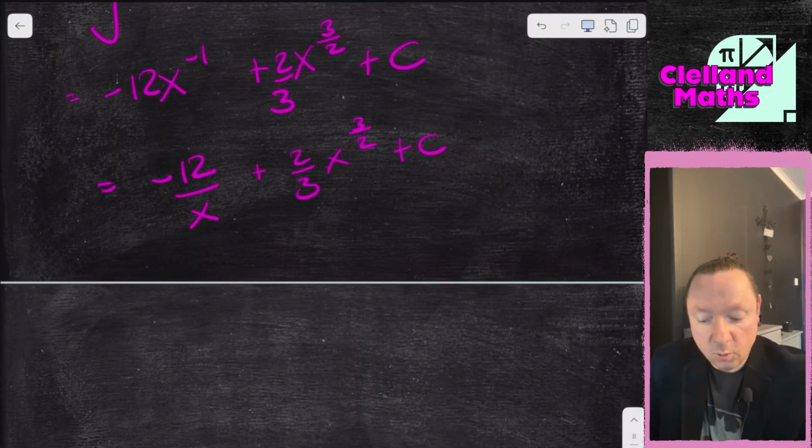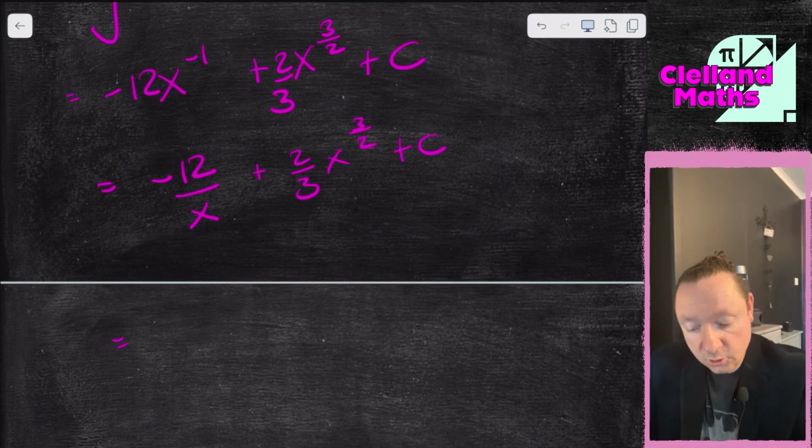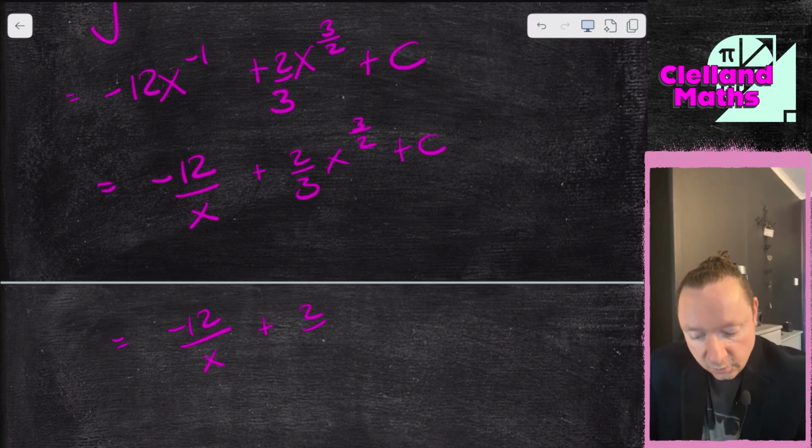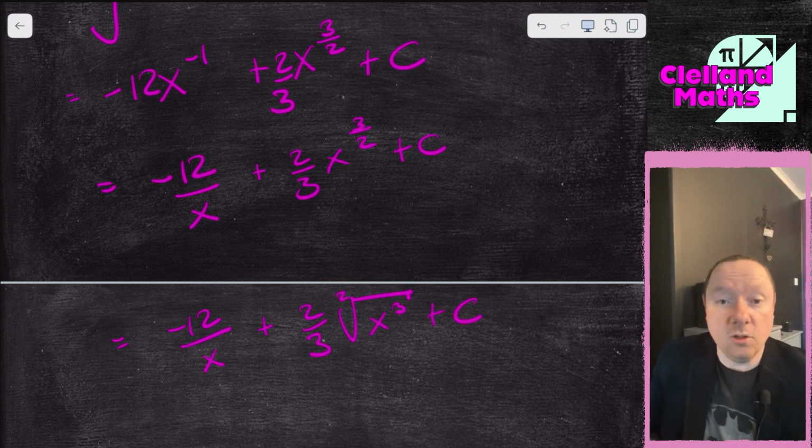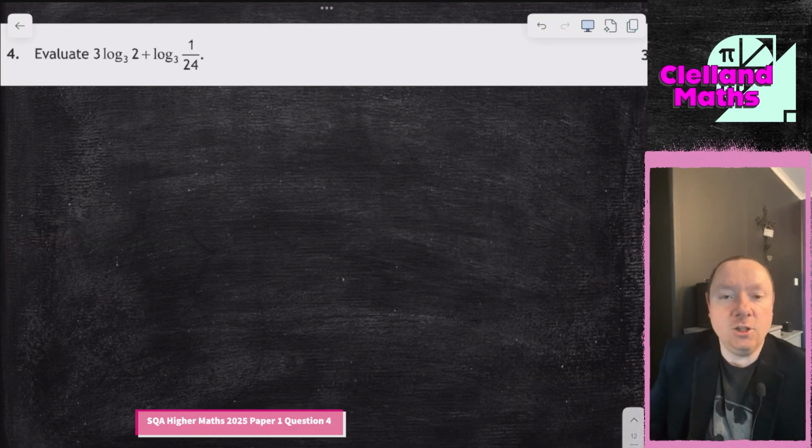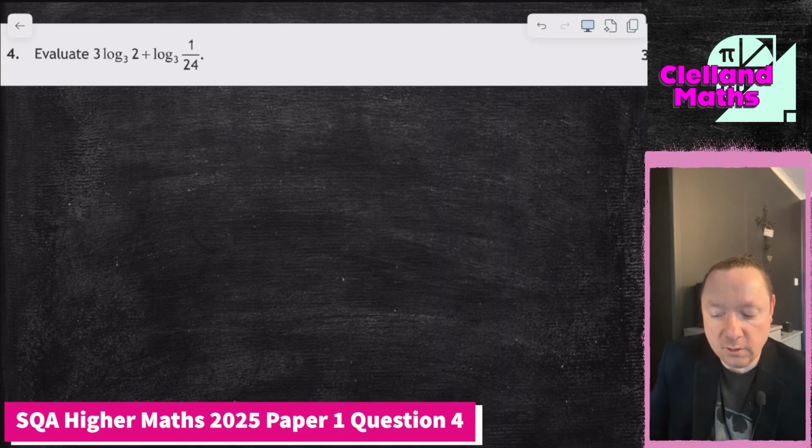You could do as much as you want with that, or as little as you want with that. You could do, if you really wanted to, minus 12 over x plus 2/3, and it would be the square root of x cubed plus c, but I don't really see any need to do that. And we're done there. SQA Higher Maths 2025, paper 1, question 4.